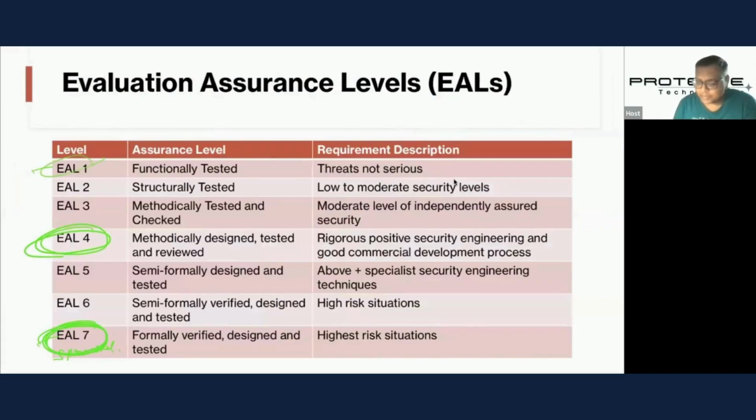If it is EAL1, it is only functionally tested. EAL2 is structurally tested. EAL3 is methodically tested and checked. EAL4 is methodically designed, tested, and reviewed, where cryptographic systems are checked. EAL5 is semi-formally designed and tested. EAL6 is semi-formally verified, designed, and tested. EAL7 is formally verified, designed, and tested. These are for high-risk situation systems, and that's the assurance common criteria gives.